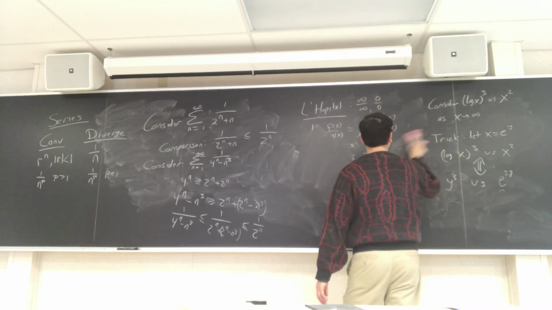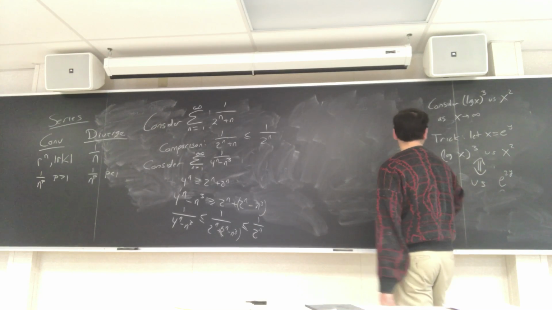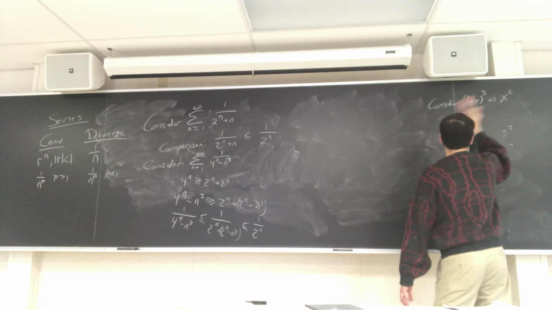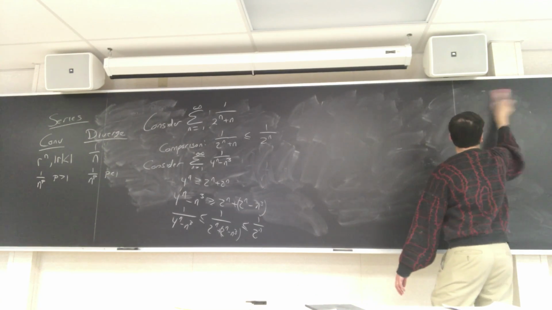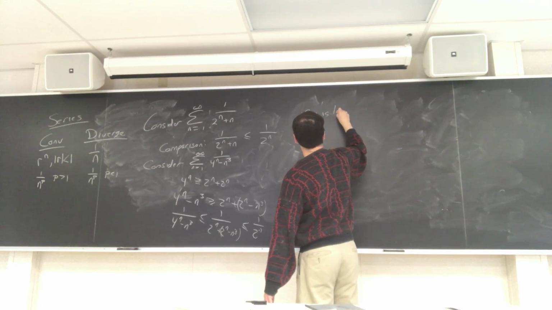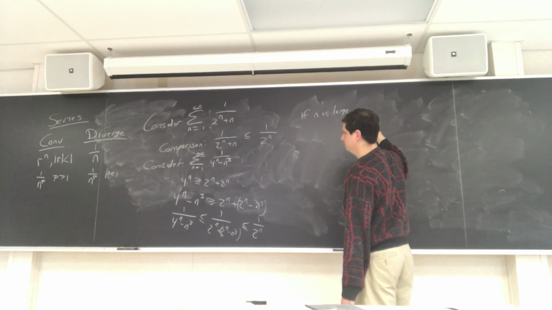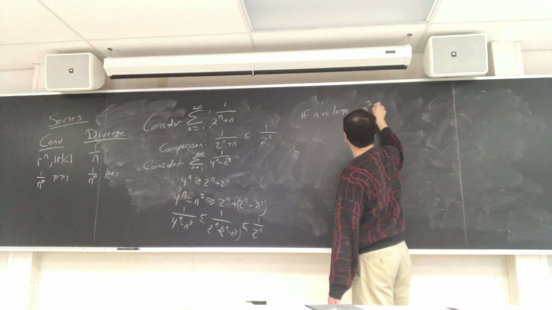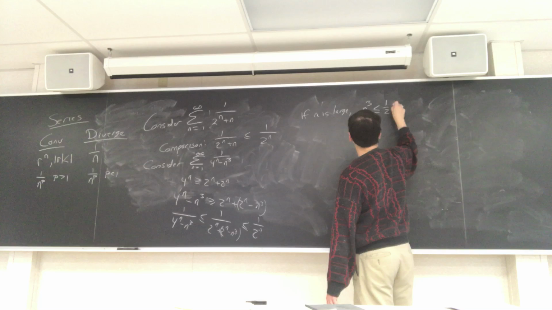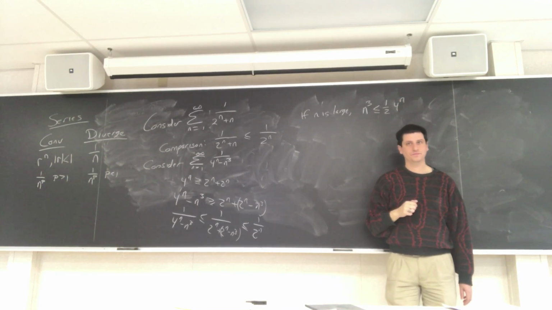So let me show you an easier way to do the proof. I'm going to use our fact that we know any exponential function eventually beats any polynomial. So we agree to the following. If n is large, n cubed will be less than or equal to 1/2 of 4^n.